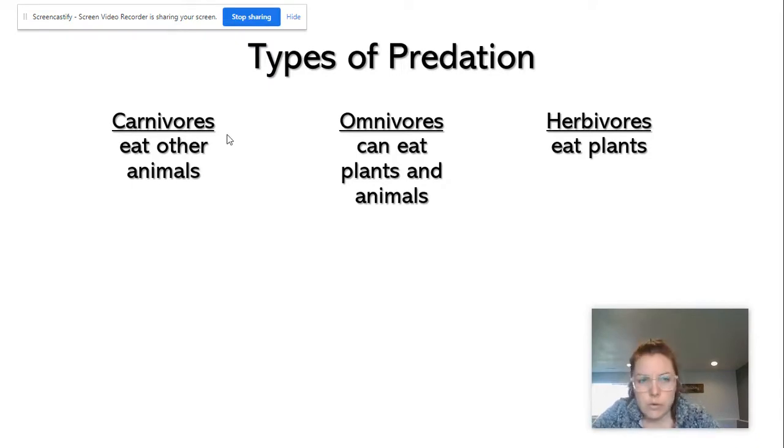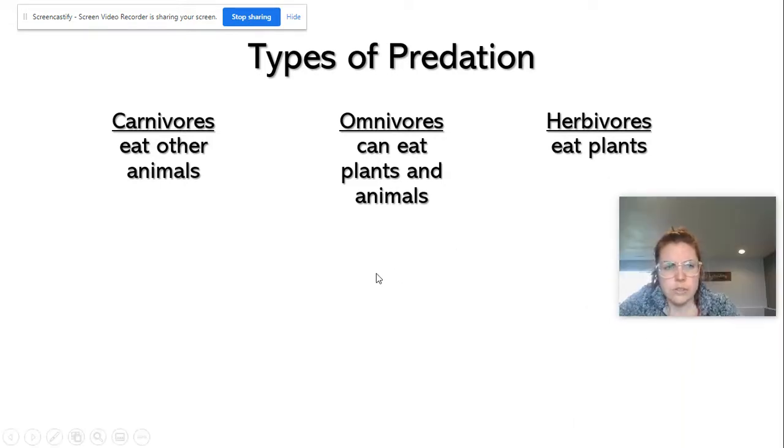Carnivores eat other animals. Omnivores can eat both plants and animals, but herbivores eat plants, and that's a type of predation too. So it's not something we always think about. But let's talk about a specific example.